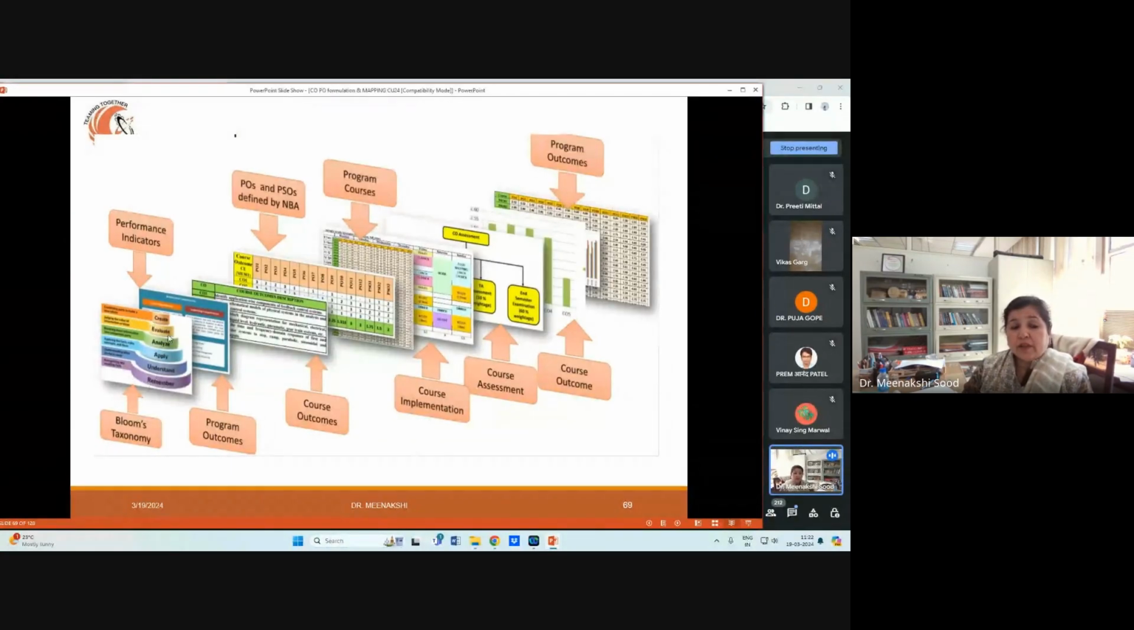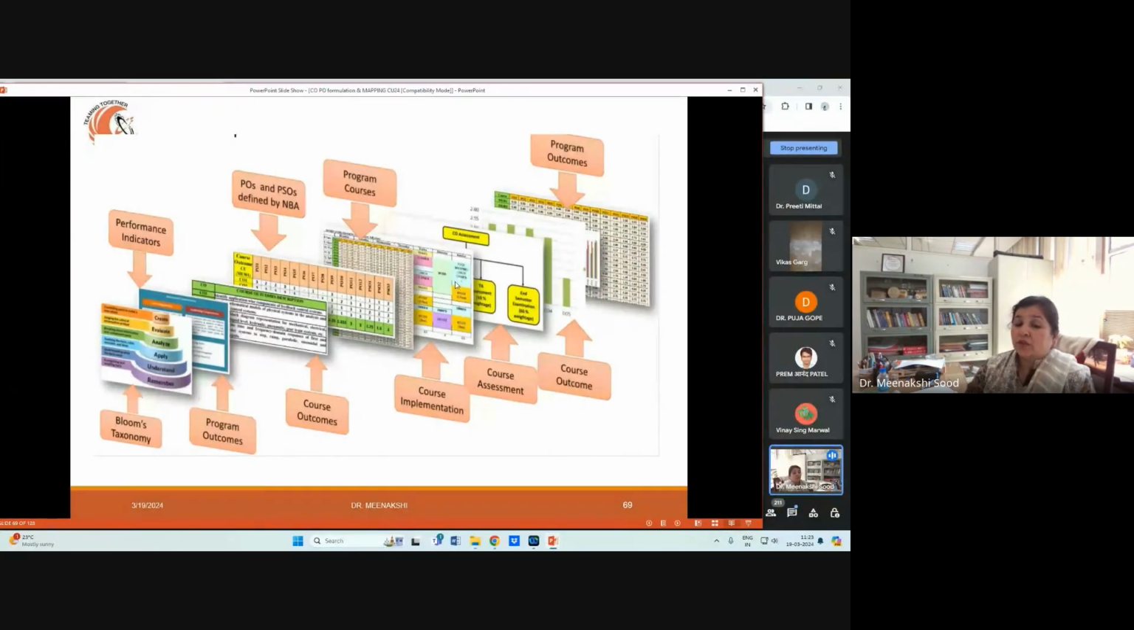With the help of the Bloom's taxonomy, write the course outcomes. We all know about the program outcomes, but we should be very clear with the performance indicators. If the Bloom's taxonomy and performance indicators are known to you, you can write the course outcomes. The POs and PSOs you can already define, right? And then articulation mapping should be done.